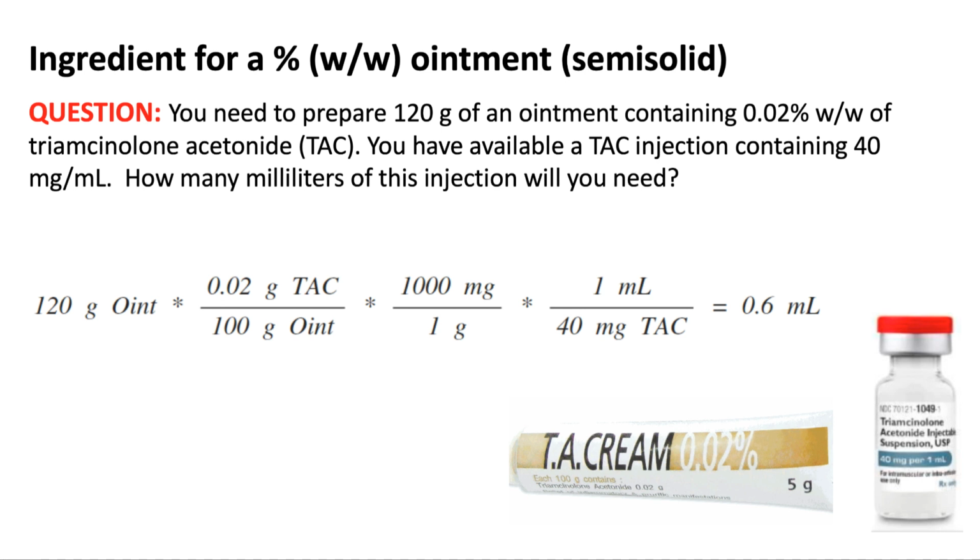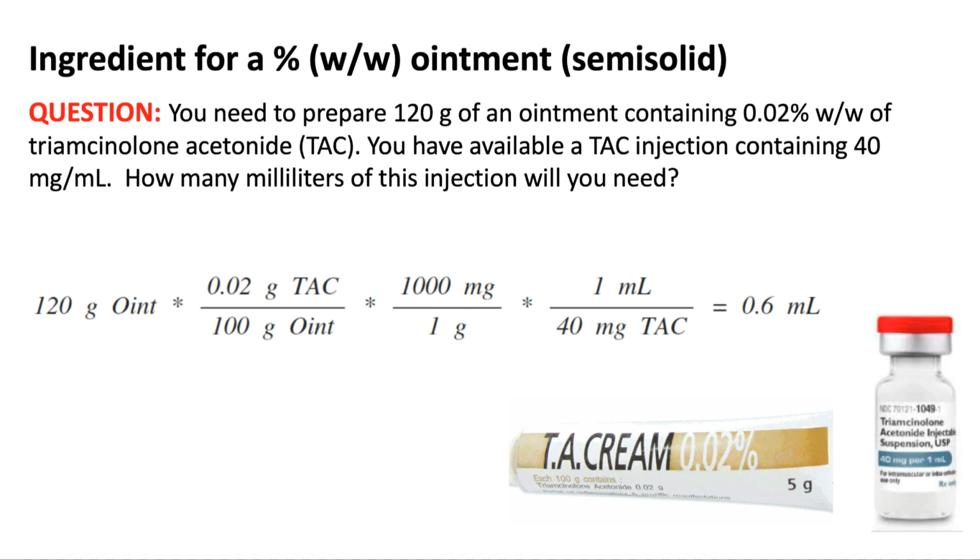So if I start with 120 grams, and let's multiply it by its concentration, expressed as 0.02 grams of triamcinolone for every 100 grams of ointment, because that's the key to this question. That's how you would interpret a 0.02% weight per weight concentration: 0.02 grams of drug, in this case triamcinolone, per 100 grams of ointment. This way the units of grams of ointment cancel, and I will be in grams of triamcinolone.